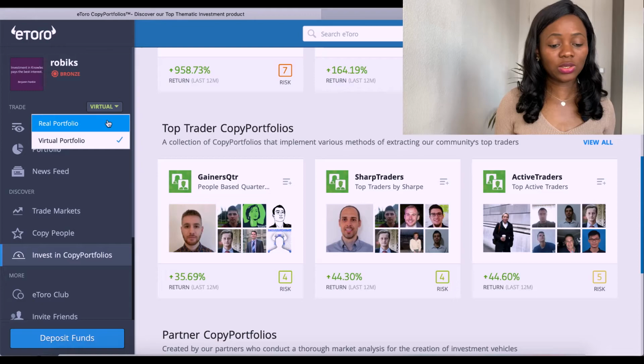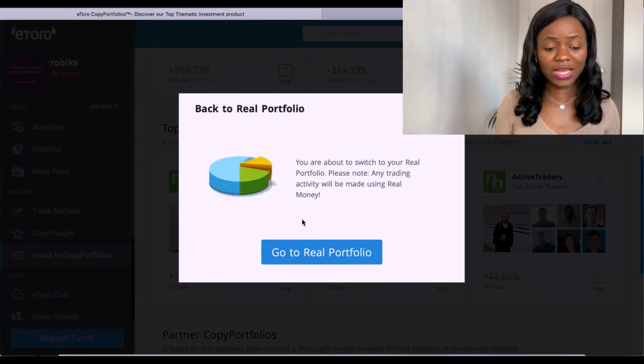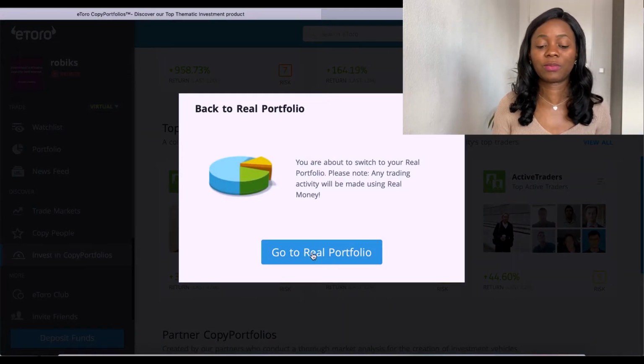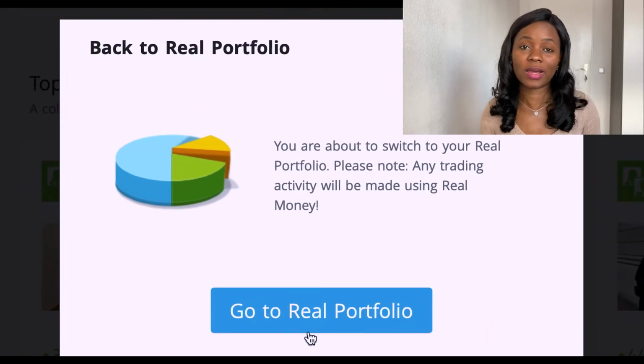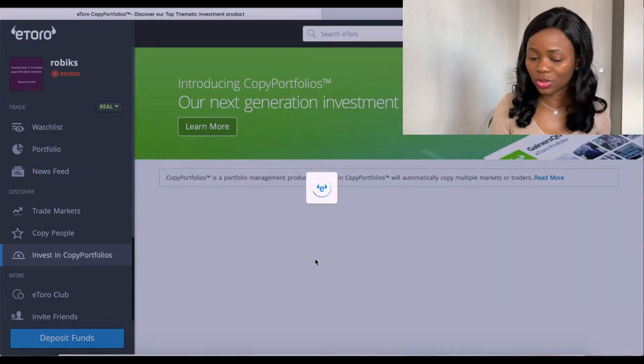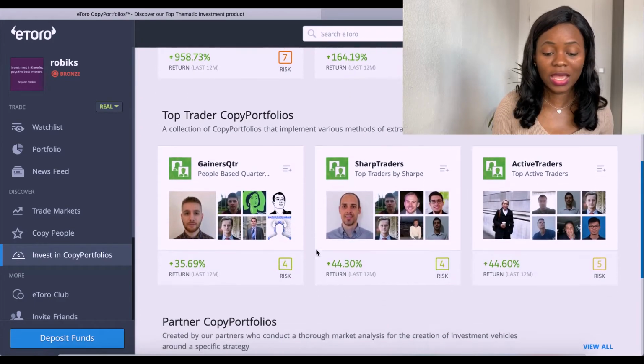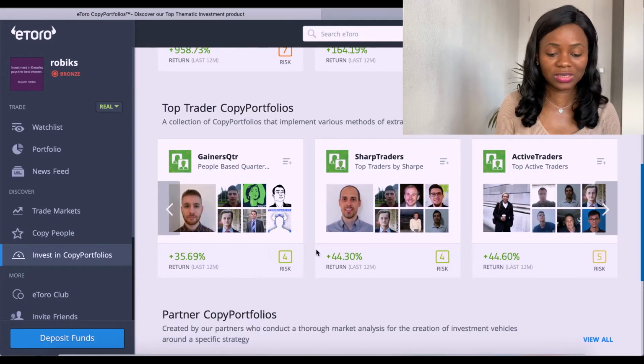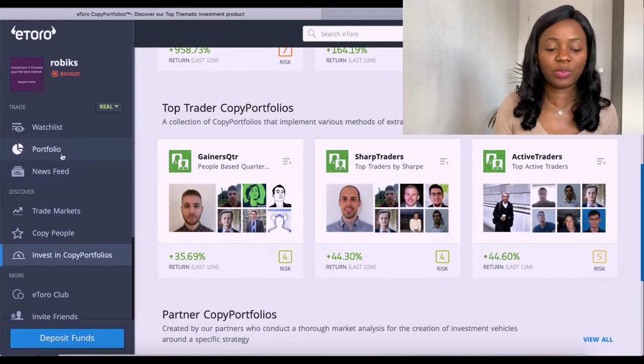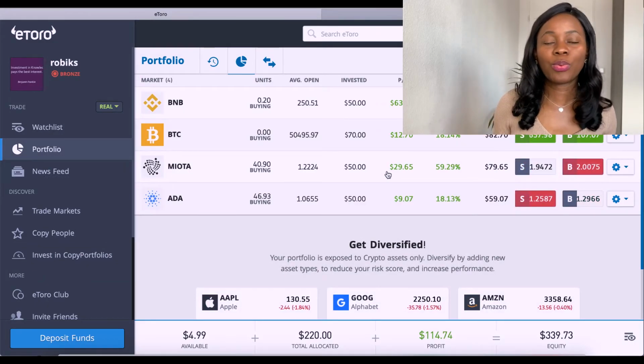And let me take you to my real portfolio. I think I've really answered a lot of questions there. It always asks you, do you want to go back to virtual or to real? I said I want to go back to my real portfolio, and this is my real portfolio. This is my copy portfolio, people. And then I come back here.